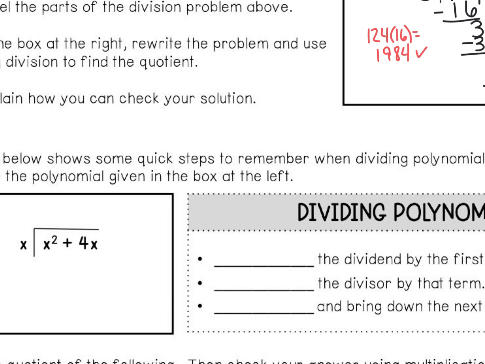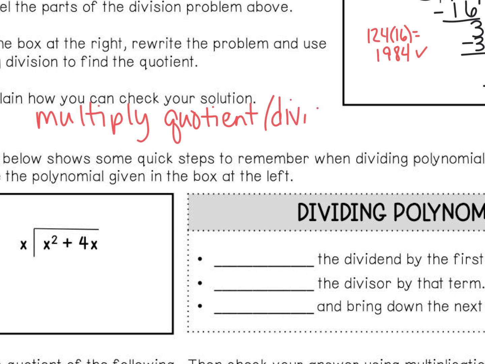Explain how you can check your solution. You can always check your solution by multiplying your quotient, which is your answer, by your divisor or your denominator. Okay? And that is going to give you your dividend or your numerator, okay? And that is something we're going to look at doing.